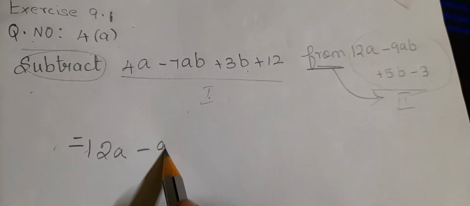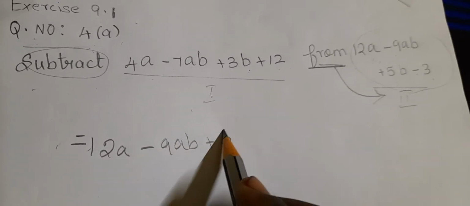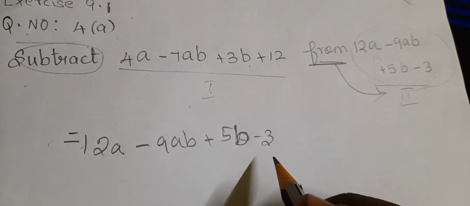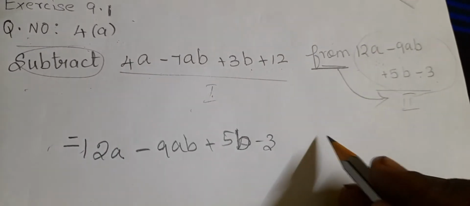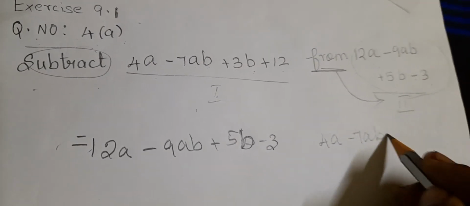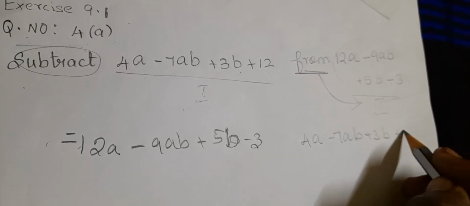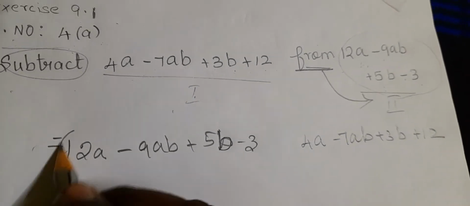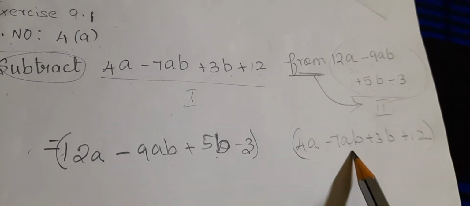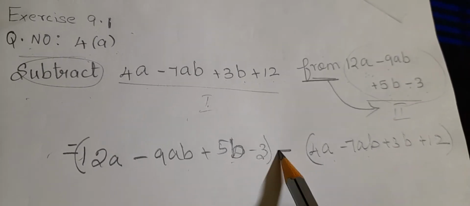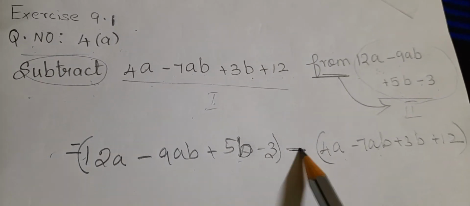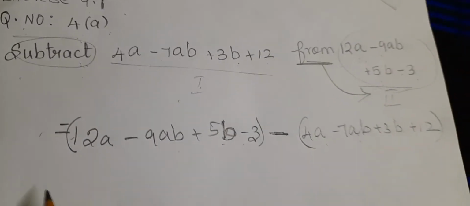12a minus 9ab plus 5b minus 3. Next we will write the first expression: 4a minus 7ab plus 3b plus 12. See, this is the second expression and it is the first expression. In between these two expressions, we have to insert a minus symbol because the word given is subtract. So, insert minus symbol in between these two expressions.